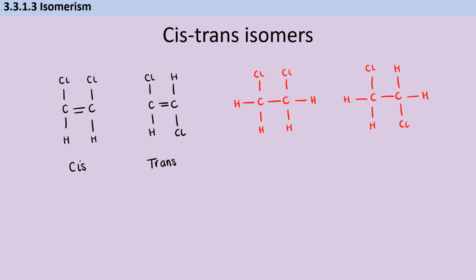Now, it's worth pointing out that although you can have molecules with a single bond that look like cis-trans isomers, these actually aren't cis-trans isomers. The reason for that is that that single carbon-carbon bond can rotate, and therefore the entire right-hand side of that molecule could flip over so that the chlorine is now at the top of the molecule instead of the bottom. So they actually aren't isomers of each other.